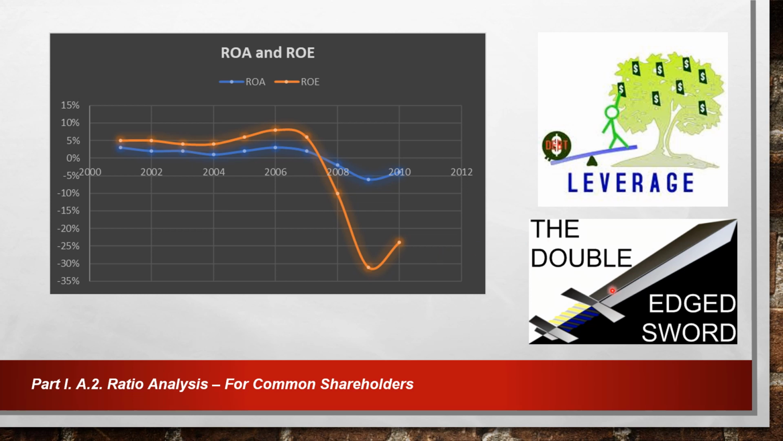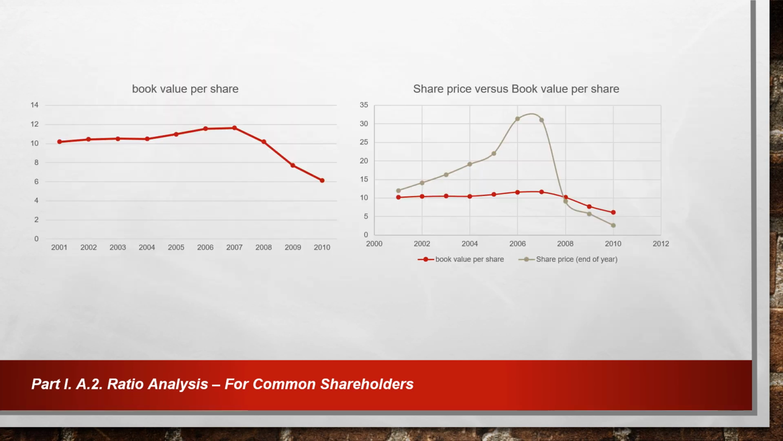But if leverage is being used negatively, then it is detrimental to the common shareholders because it is bleeding the common shareholders. The common shareholders will already be suffering. As we can see here, the book value versus the share price.